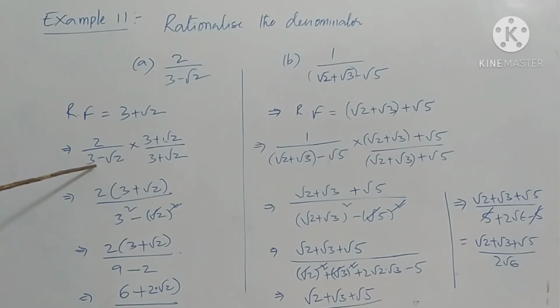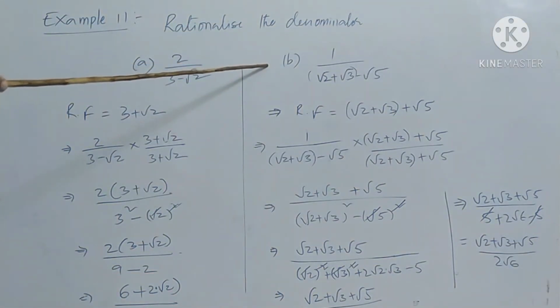So a square minus b square. So 3 square minus root 2 whole square. Here square root cancels. So that is equal to 3 3s are 9 minus 2. Here the numerator is the same, 2 into 3 plus root 2. So that is equal to 2 3s are 6 plus 2 into root 2, by 7. 9 minus 2 is equal to 7. This is the final result.